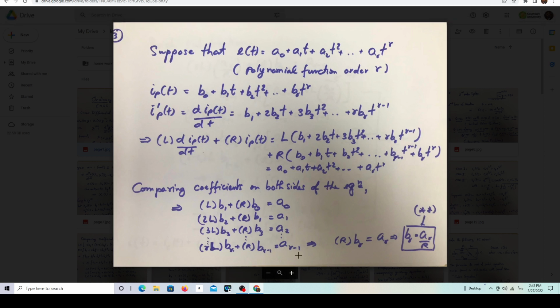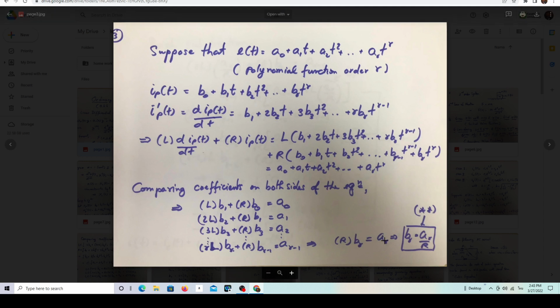So this is a sub r minus 1. So this is comparing the coefficient here, except the last term. You can see the last term, from the left hand side, the first summation term, there's no multiplication to t to the r, but only r times b sub r here. In the final, on the left hand side, r times b sub r, and on the right hand side is a sub r.